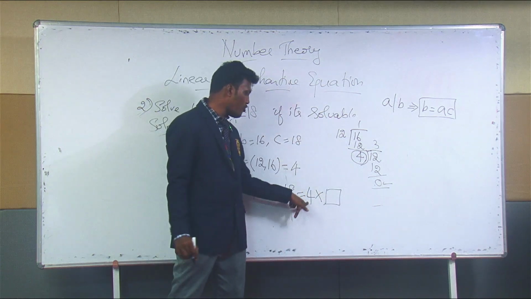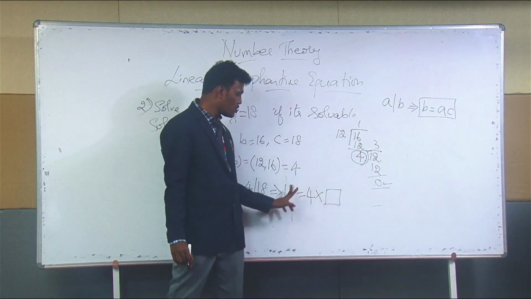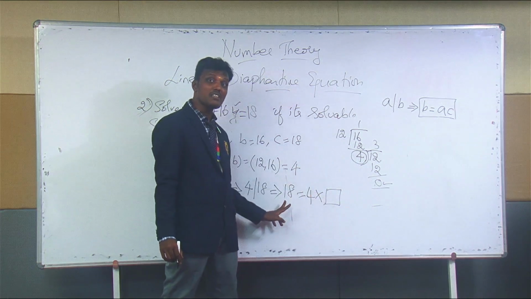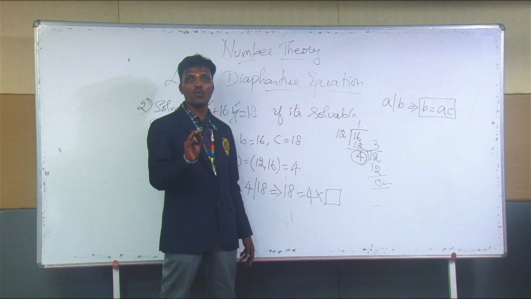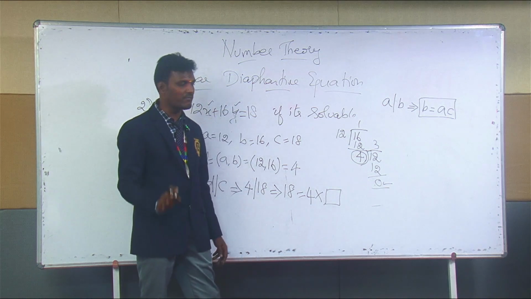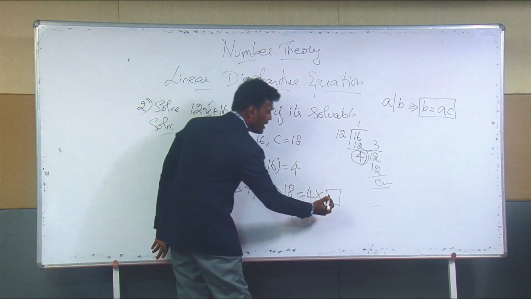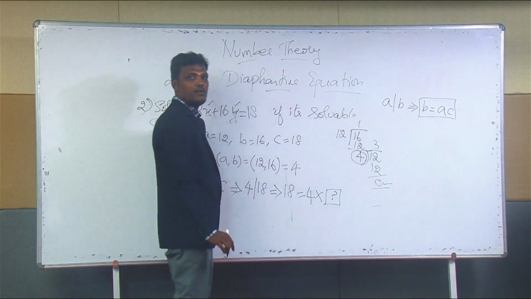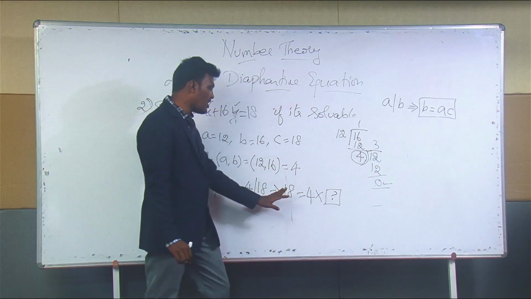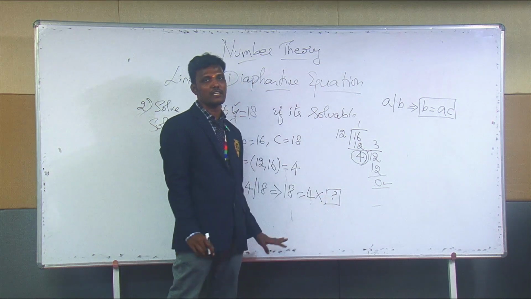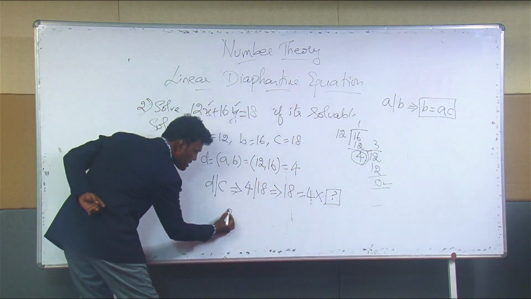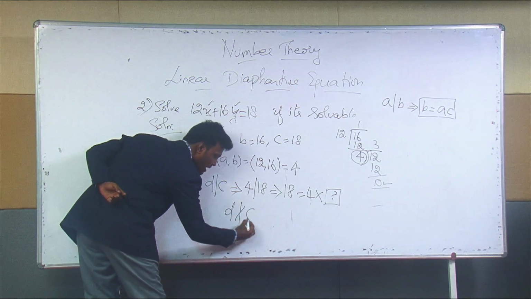Substitute 1, 4; 2, 8; 3, 12. If you substitute 4, it becomes 16. If you substitute 5, it becomes 20. You have to substitute only integer values, not fraction values. So we cannot find the integer; it becomes a fraction. So we cannot express 18 as 4 times some other integer. So D does not divide C.